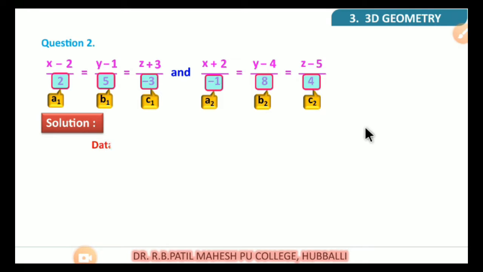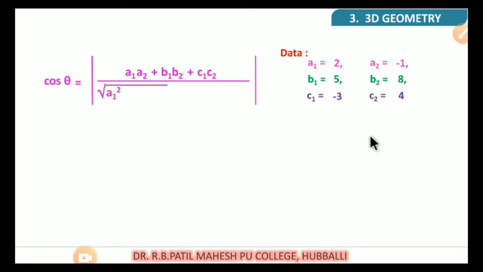Now consider the solution. The data are a1 is equal to 2, b1 is equal to 5, c1 is equal to minus 3, a2 is equal to minus 1, b2 is equal to 8, c2 is equal to 4. Now write down the formula to find out the theta, that is cos theta is equal to whole modulus of a1 into a2 plus b1 into b2 plus c1 into c2 whole divided by square root of a1 square plus b1 square plus c1 square into square root of a2 square plus b2 square plus c2 square.